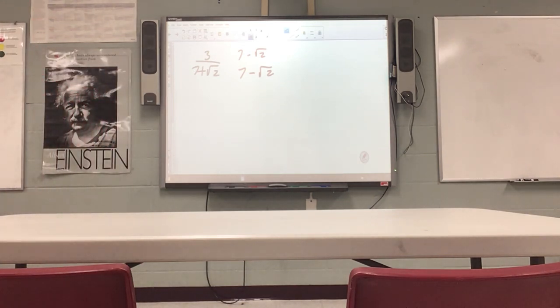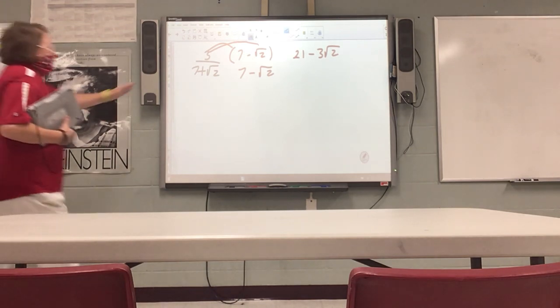All right, so what that's going to look like on the top, we've got a monomial with a 3 and then a binomial over here. So we're just going to distribute that 3. So 3 times 7 will get me a 21. And then minus, when you multiply a constant and a radical, you just stick it in front, like that. Okay?